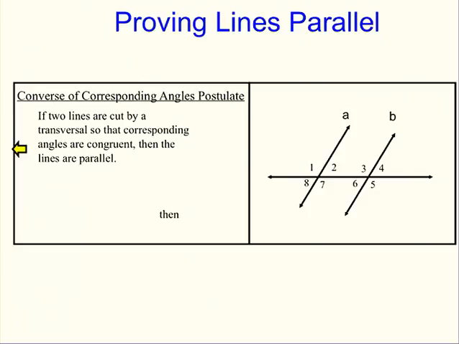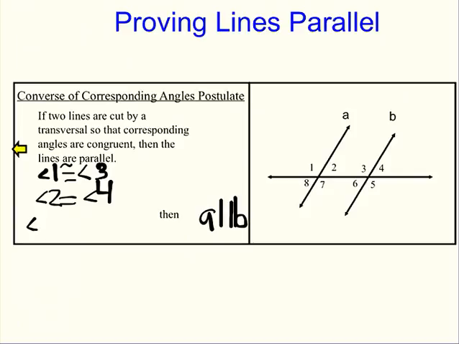So for example, if it tells me that angle 1 is congruent to angle 3, then A is parallel to B. Okay? We also could have said if angle 2 was congruent to angle 4. These are all corresponding angles. So basically, if any given corresponding angle is congruent, then the lines are parallel. Likewise, if angle 8 is congruent to angle 6, and so forth, you can continue to name all of those congruent pairs. Okay, then we know that the two lines are parallel. So that's all that the converse of corresponding angles postulate means.